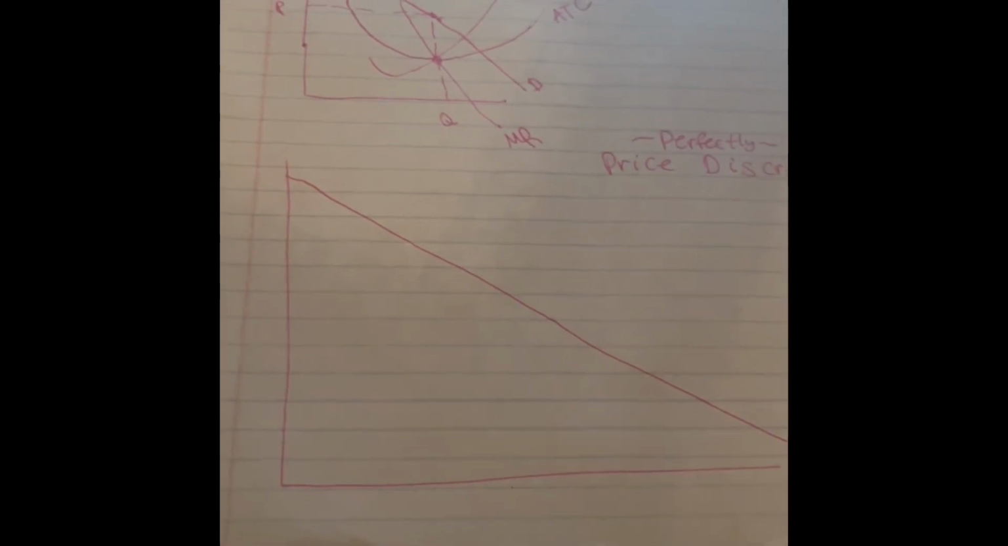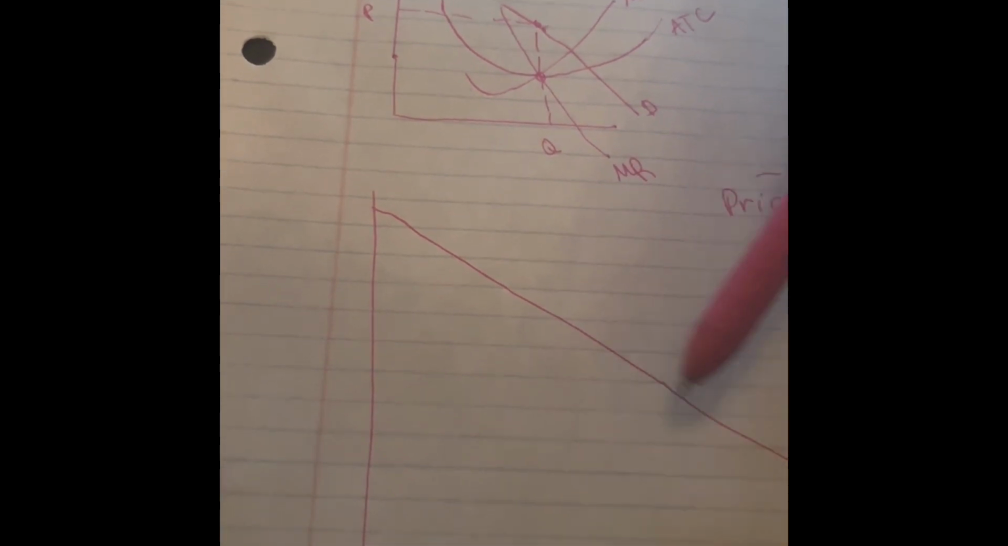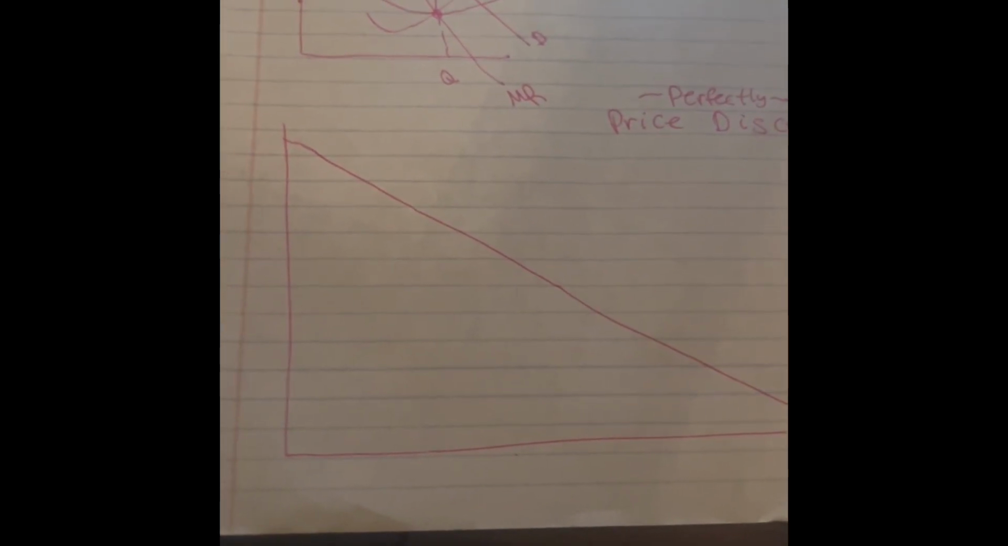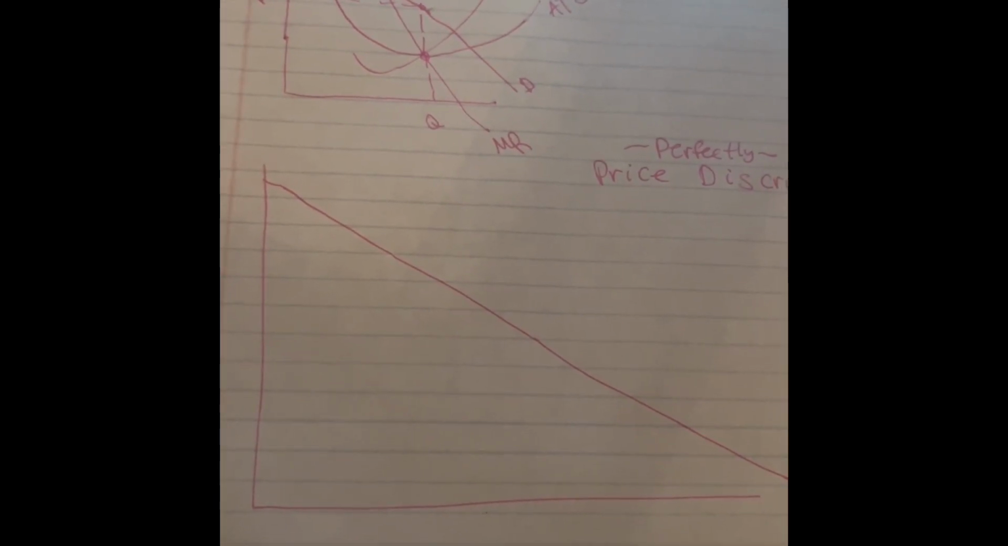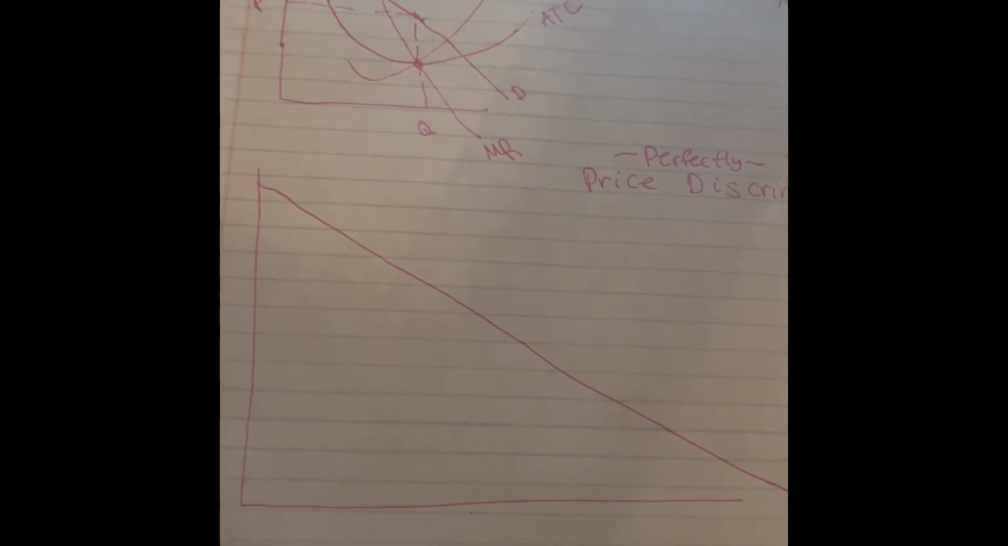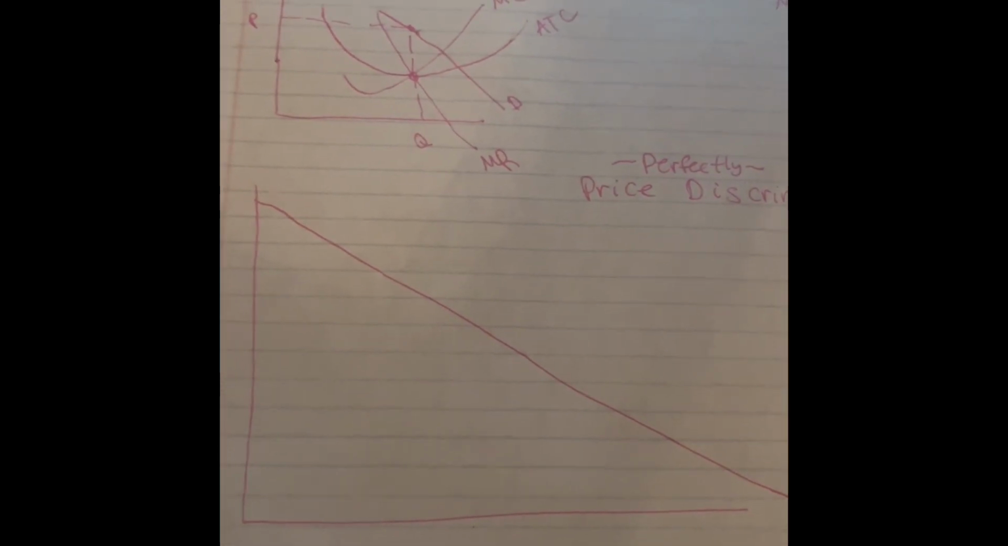So for a perfectly price discriminating graph in a monopoly, you start with the demand curve, which is downward sloping, and then that is equal to marginal revenue, because for price discrimination, everyone is paying what they are willing to pay. So as the price goes down for each customer, each person that buys something in the monopoly, which are price makers because there's only one firm.